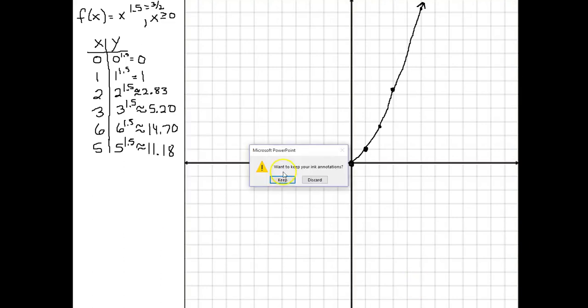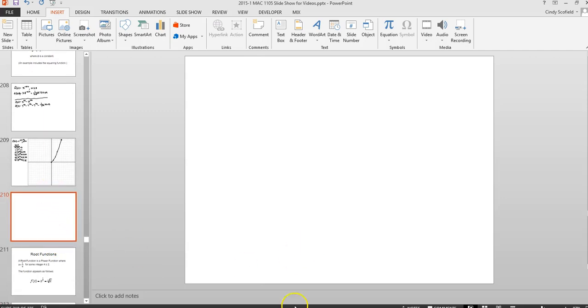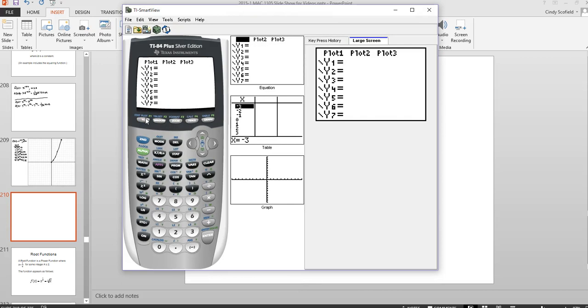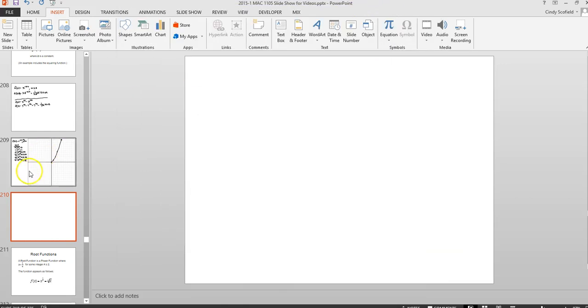Let's put it in the calculator. Take a look at it in the calculator. Y equals, that was x to the 1.5. We hit graph, and it shows the same thing. It shows that nice half parabola shape going up there. It just confirms what we were already doing.